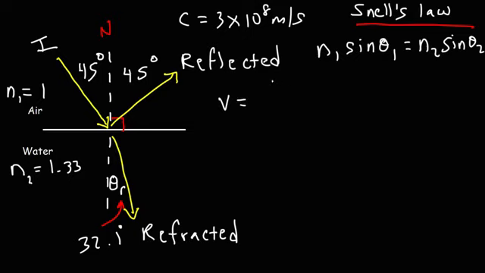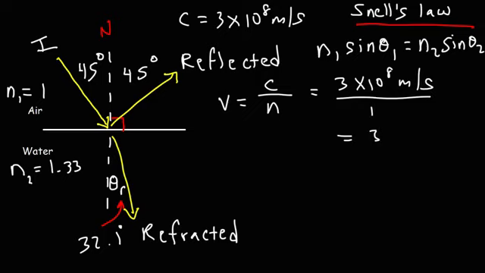The speed is equal to the speed of light divided by the index of refraction. So the speed of light in air is going to be 3 times 10 to the 8 meters per second divided by 1, which is 3 times 10 to the 8 meters per second. Now what about in water? How fast does light travel in water? Well, we can calculate that using the same formula.